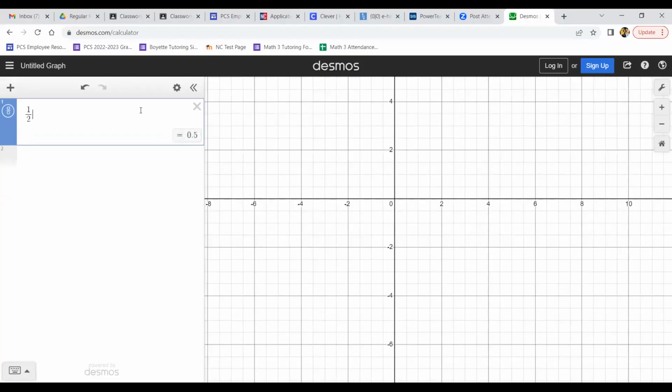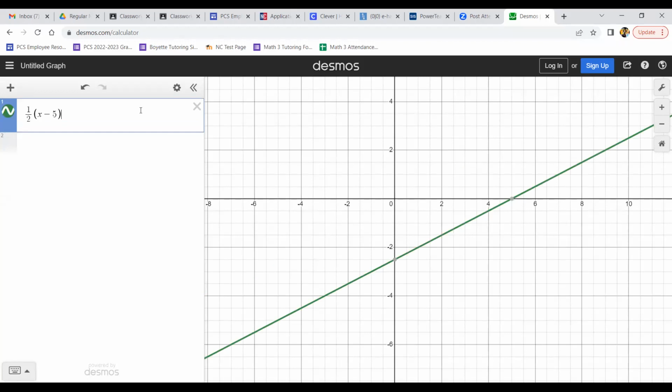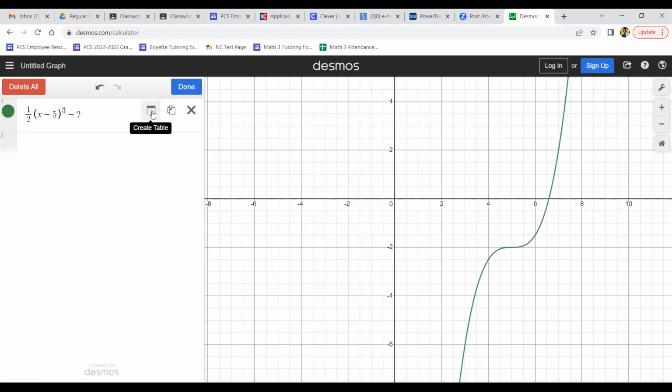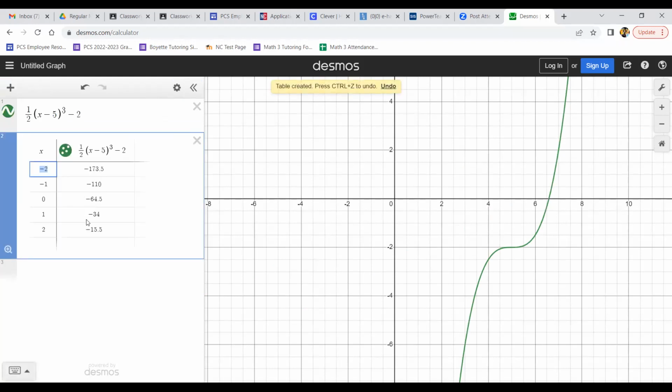1/2 x -5 to the third, -2. Okay, and now I need to get my points. So I'm going to click on the gear. I'm going to click on the table. Sorry, 5, -2 is the locator point I'm looking for. So up here, there's my locator point.